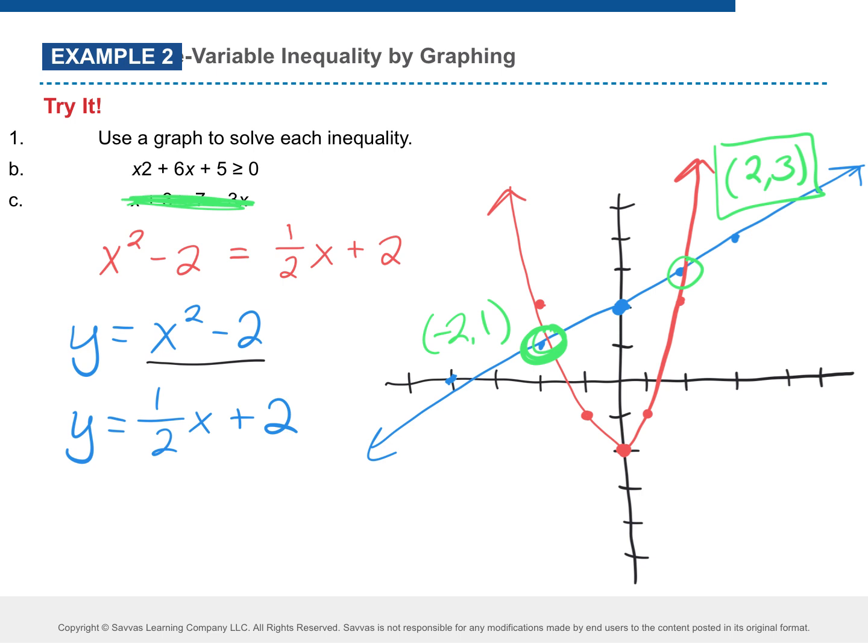If a test or IXL asked you for the x values, what would my solution be? X equals -2 and 2. What if it asked you for the y values? 1 and 3. So just be careful what IXL specifically wants for the solutions. Most of the time they're going to want these ordered pairs.